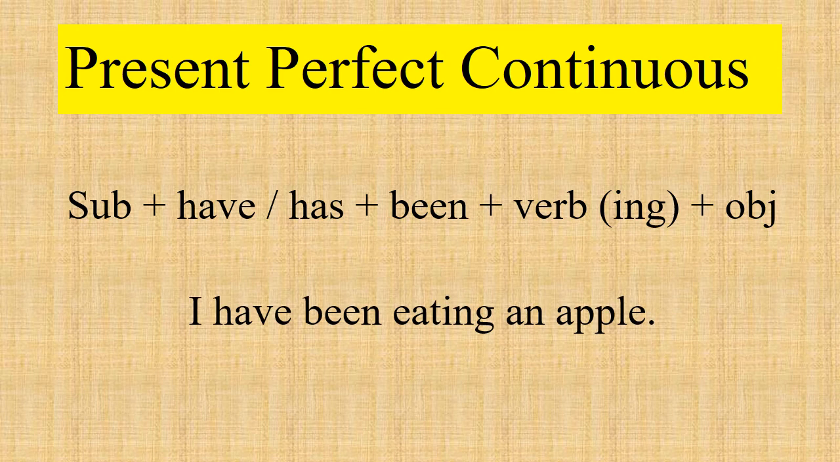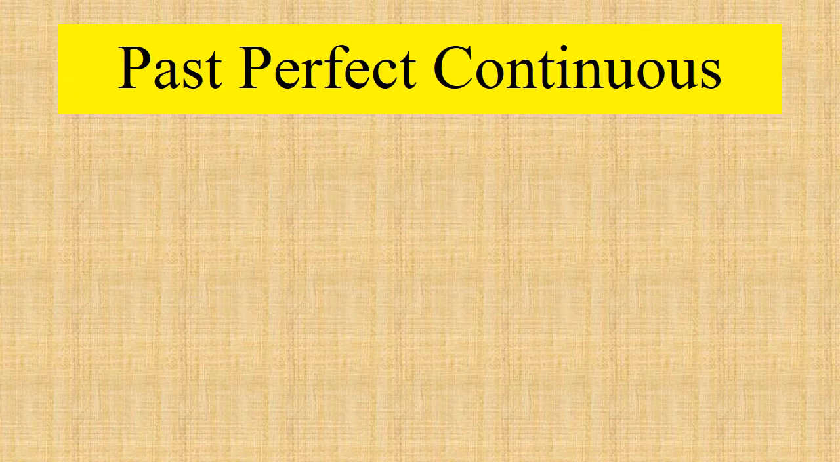I have been eating an apple. I is the subject. With I we use have. I have already told you about it. Been eating an apple. An apple is the object. I have been eating an apple.